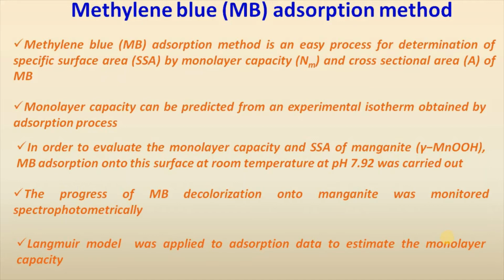However, in order to evaluate monolayer capacity and specific surface area of manganite, a typical manganese oxyhydroxide, methylene blue adsorption onto this surface at room temperature at pH 7.92 was carried out, and the process of methylene blue decolorization onto the surface was monitored spectrophotometrically. Finally, Langmuir model was used for adsorption data to estimate monolayer capacity.